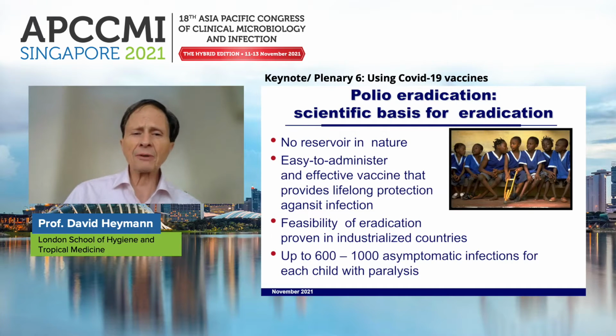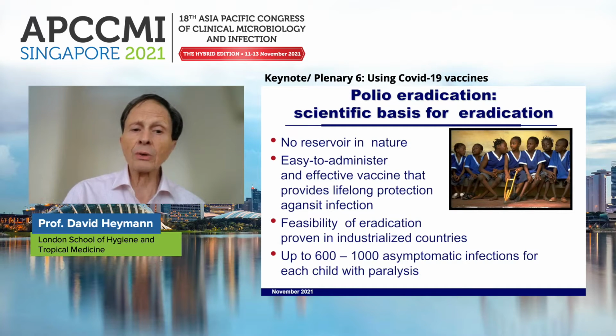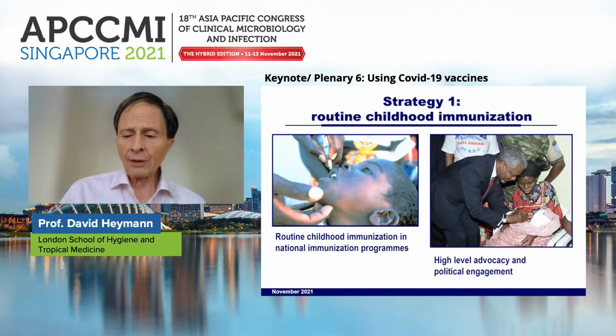But this was a different infection from smallpox, because whereas smallpox, every infection was clinically expressed, in this infection, only 1 per 600 to 1,000 infections were clinically expressed. So even though asymptomatic infections caused lifelong immunity, the strategy had to be different because of the number of asymptomatic infections. So the first strategy was routine childhood immunization, continued in countries.